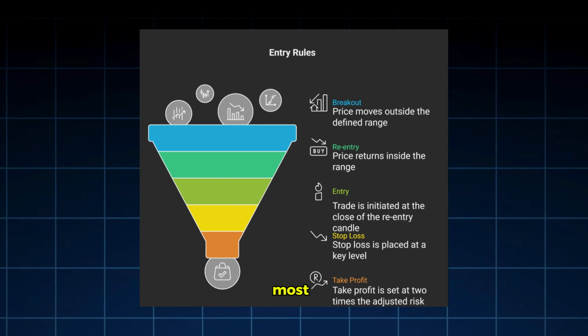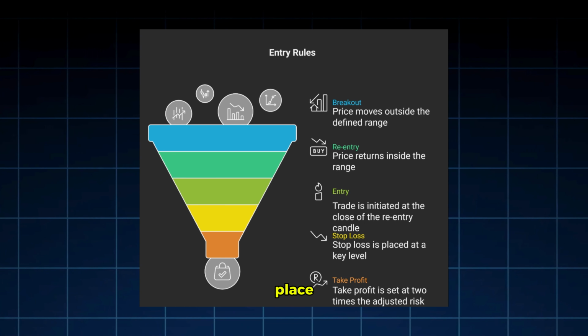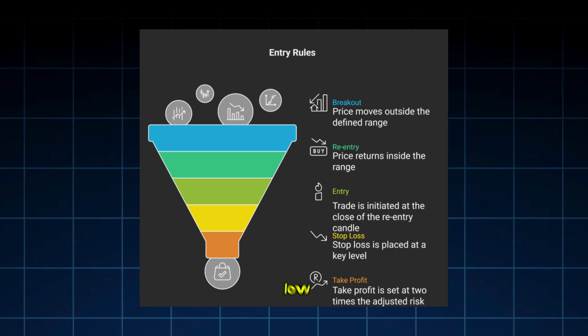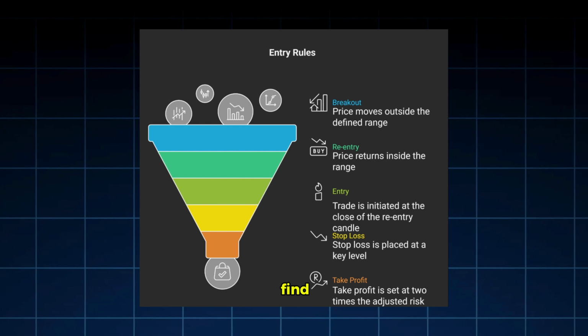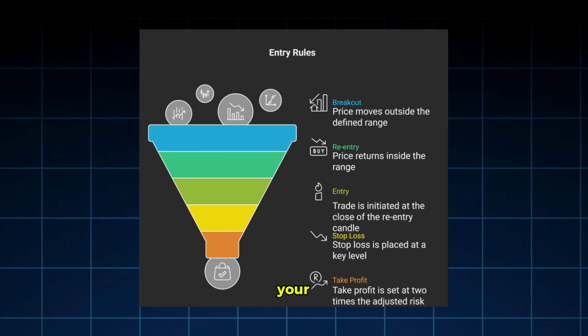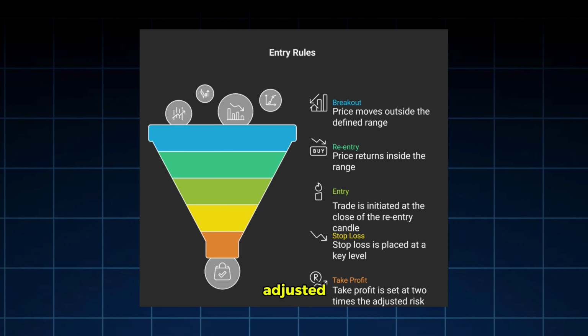But here's the part most traders don't realize. Sometimes the breakout range is huge. If you place your stop at the exact high or the low, your risk is too big. So what do you do instead? You adjust. Find the nearest key level and place your stop there instead. The take profit still stays at 2 times whatever that adjusted risk is.